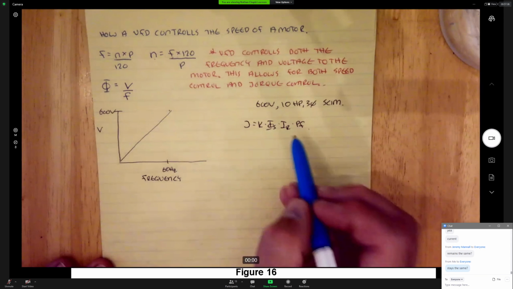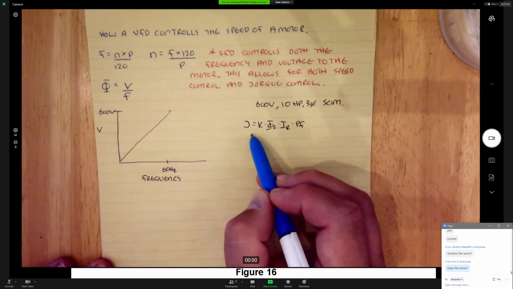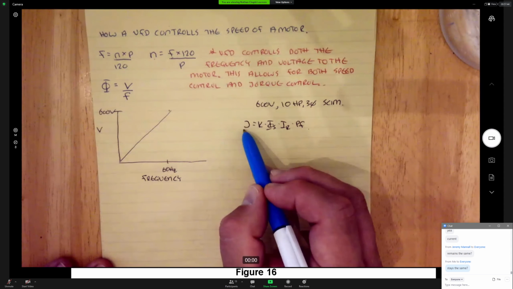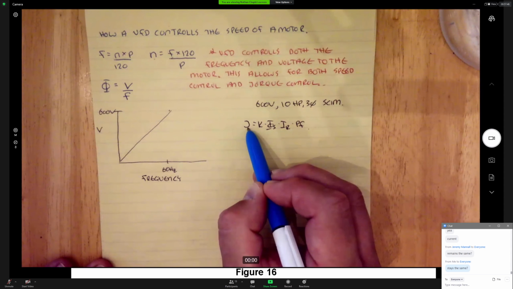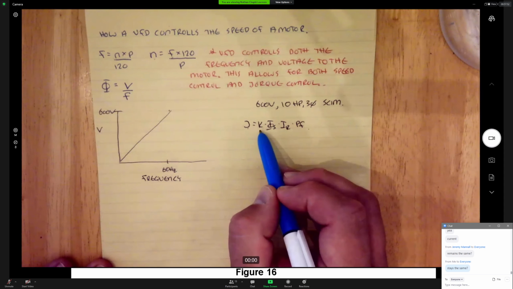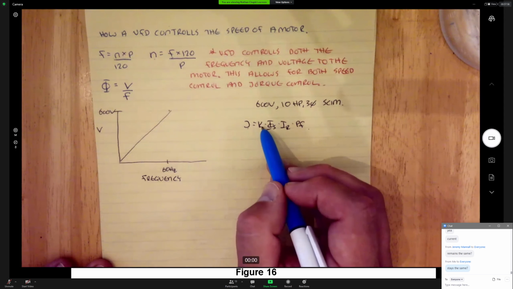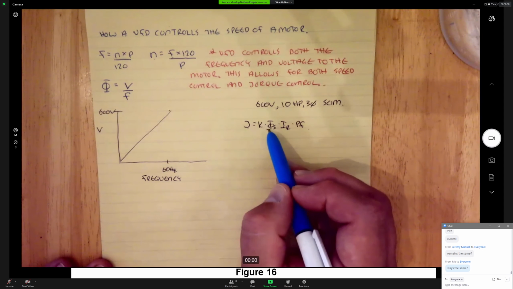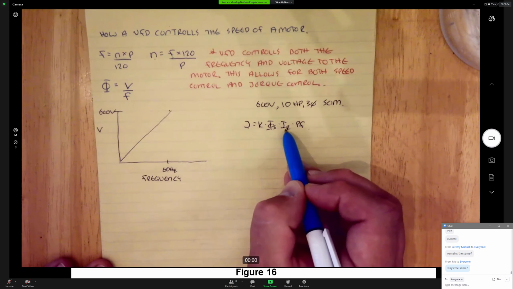Now, we'll take a look at this formula, and we're almost done with formulas for this topic. So this again is a formula for the torque developed by an electric motor, and that torque is equal to the constant of the machine. So that has to do with air gaps and number of poles and the actual physical construction. And then we have stator flux, rotor current, and power factor.